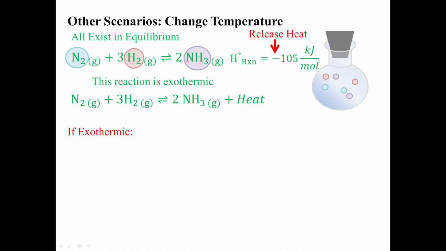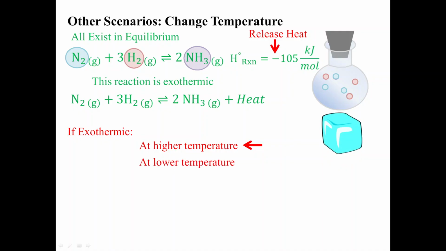So in this case where we have an exothermic reaction, if we increase the temperature, it's like we're increasing the amount of product. And so that's going to cause a shift to help minimize that change. And so we're going to shift to the left and make more reactants. If we decrease the temperature, then it's like we're removing one of our products. And so that's going to cause the shift to go to the right to make more products.